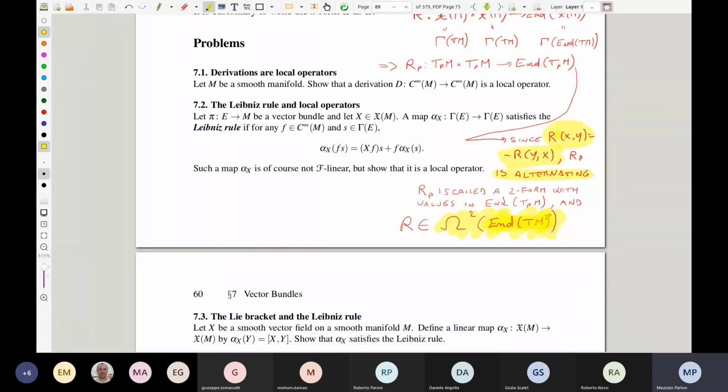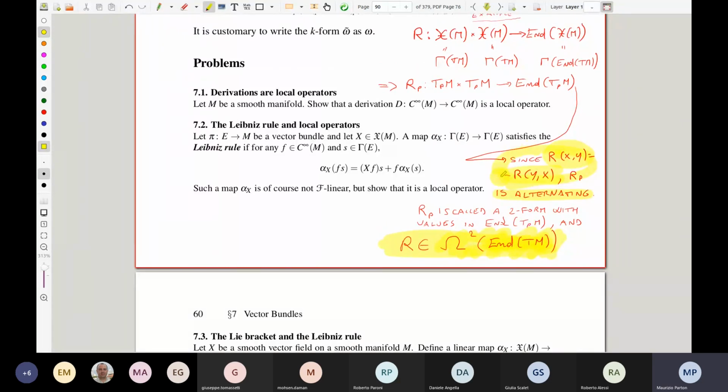Just a notation for the moment, because in some books you can find this kind of language. It is just a language. When I say this, I'm just saying two things: that the curvature, when you put x and y here, gives an endomorphism, which is not so stratospheric, right? It's quite natural now. And also the fact that if I swap x and y, the sign changes.